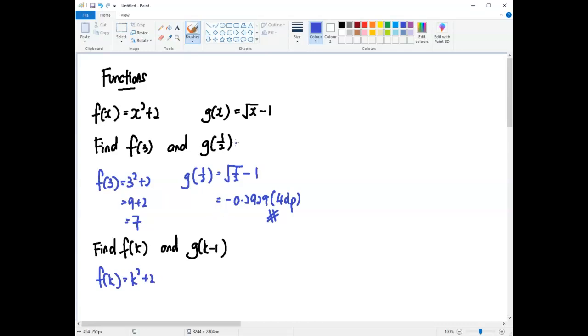How about g(k minus 1)? The same thing, we will change x to k minus 1. So g(k minus 1) is equal to the square root of k minus 1 minus 1.